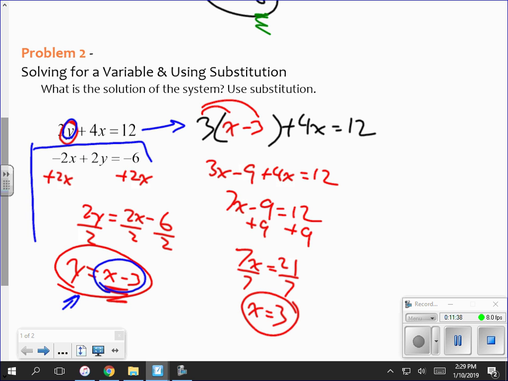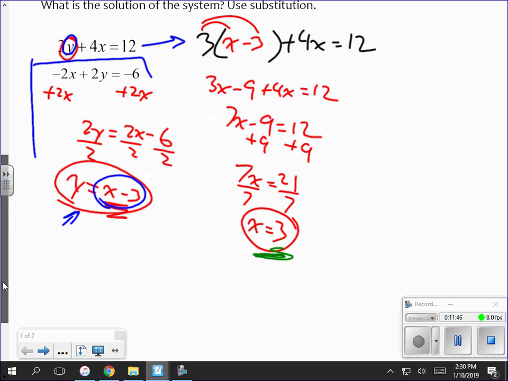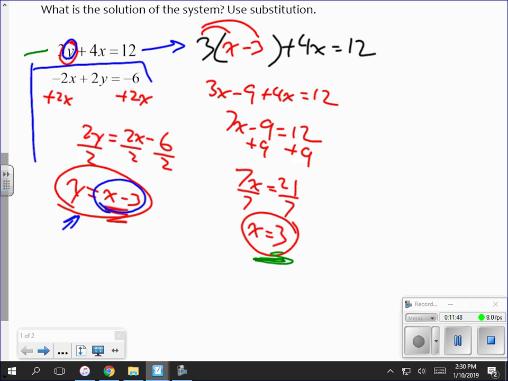What I can do now is take this value of x that I got here, and put it into this equation, or this equation, or that equation. It doesn't matter which one. I can stick x in for x into any one of those equations, and there's one that's obviously easier than the rest. The one down here.